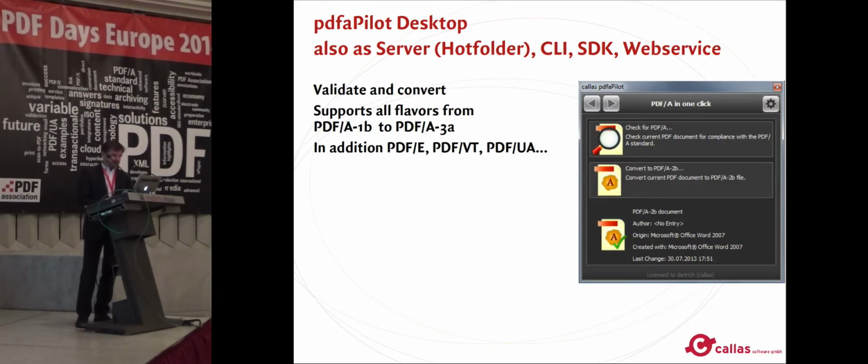Okay, products. First product is PDF/A Pilot. That is for PDF/A, for archiving. You can validate and convert files. You can validate for the PDF/A standard, and it supports all flavors of PDF/A that have already been mentioned during these days, so from PDF/A-1, PDF/A-2, PDF/A-3, and so forth. It's not just PDF/A, as I said before, we are in a way a PDF ISO standards company. It also supports PDF/E for engineering, PDF/VT for variable data printing, PDF/UA, and so forth.